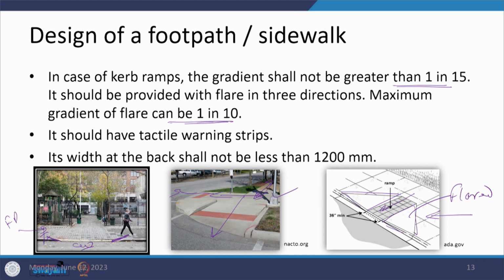One another aspect which needs to be taken care of is that when you are trying to provide this type of a system at this location, a minimum width of 1200 mm should be available at the back of the ramp, so that the pedestrians can pass in the two directions. The two pedestrians can use this particular width of 1200 mm simultaneously.